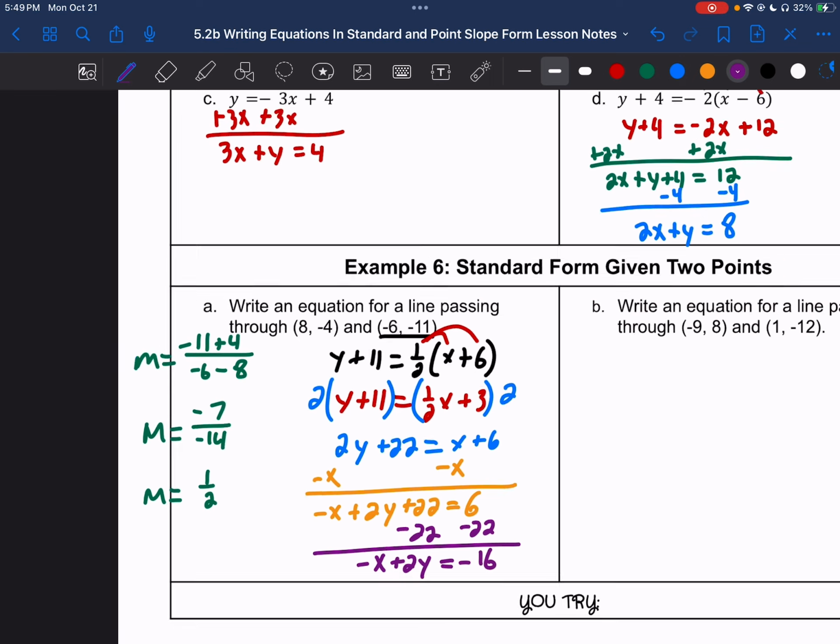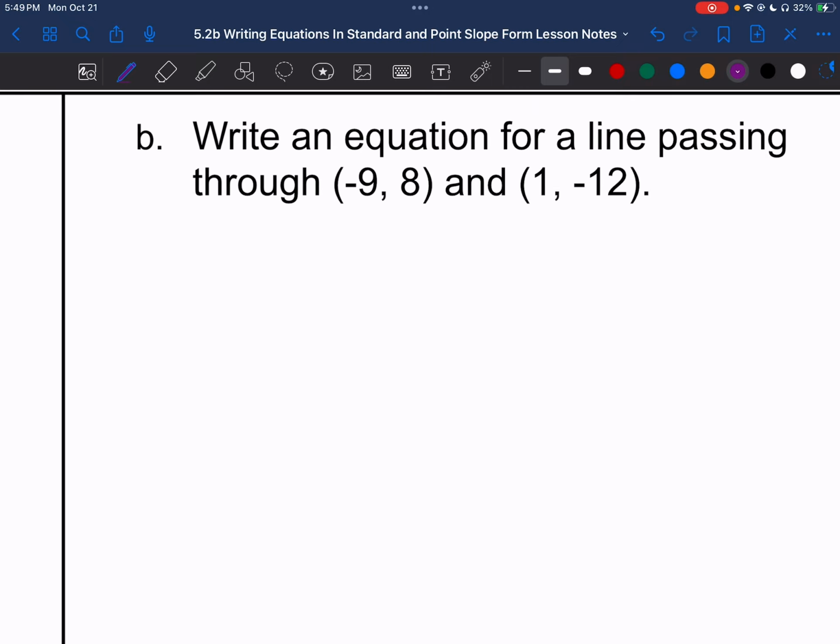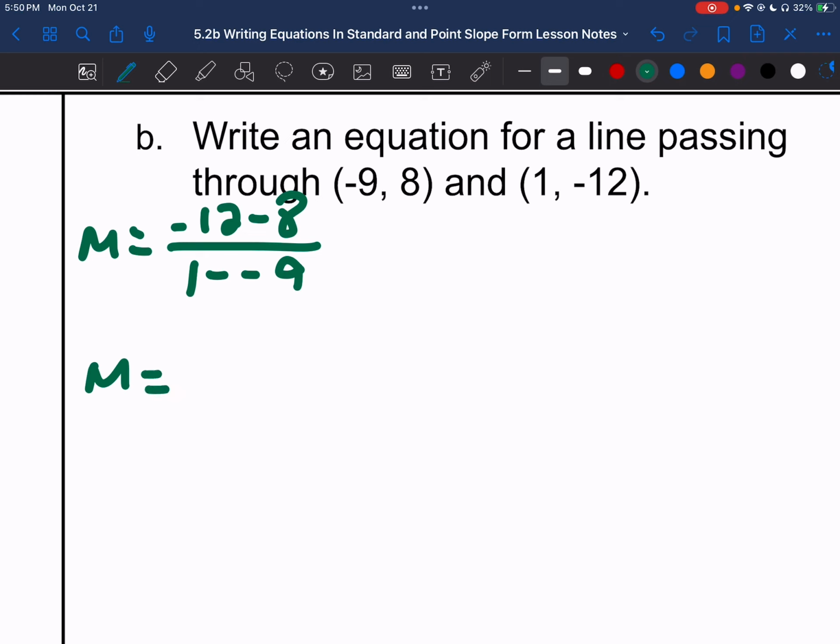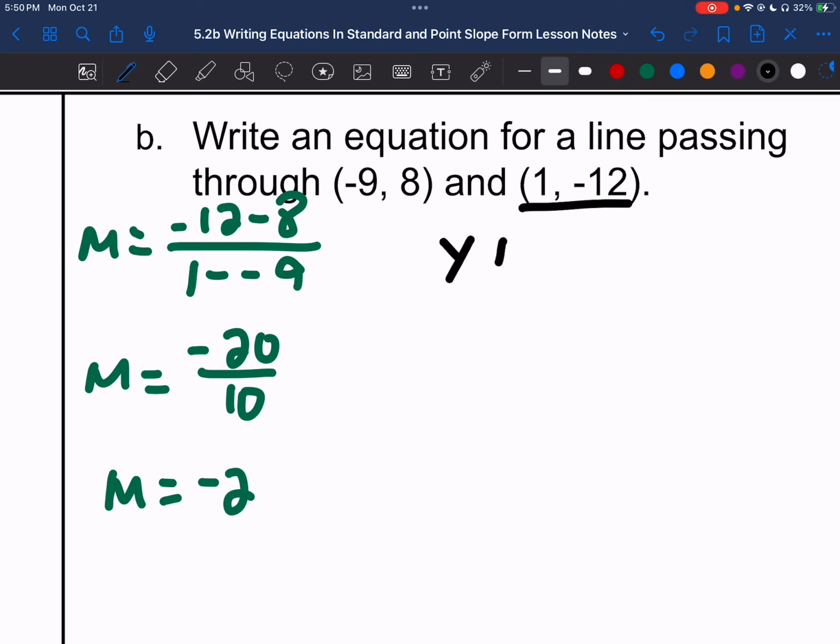Okay. Now, letter B, we're again going to solve and find our slope first. So that's going to be negative 12 minus 8 over 1 minus negative 9. So we get negative 20 over 10, which simplifies to negative 2. And I'm going to pick that second point as my value. So we have y plus 12 is equal to negative 2 times x minus 1.